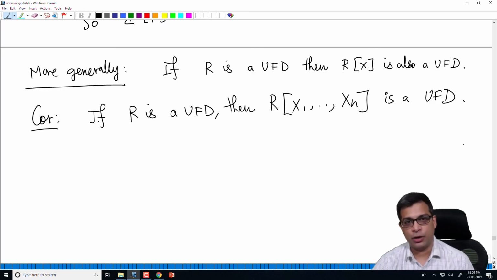So I'll stop the video here. In the next video we will do some more results, one of them being the Eisenstein criterion, using this circle of ideas, and then we will do some problems.